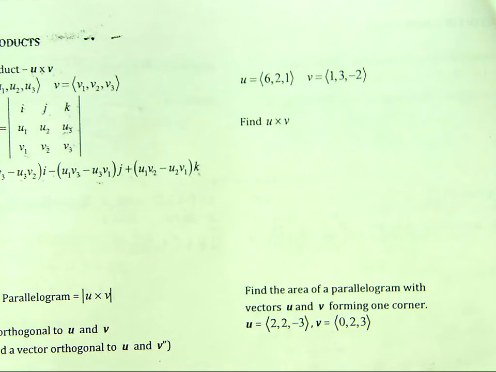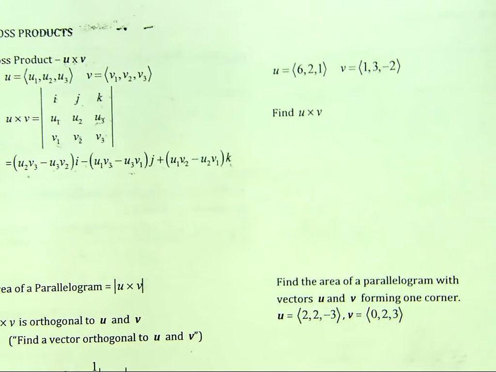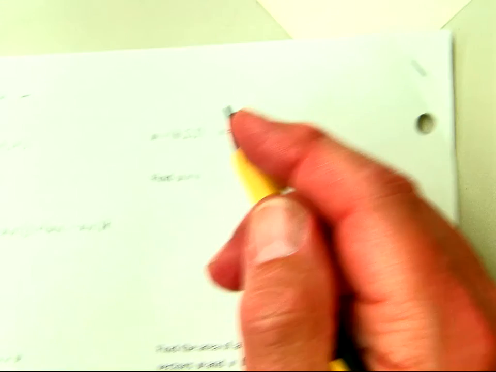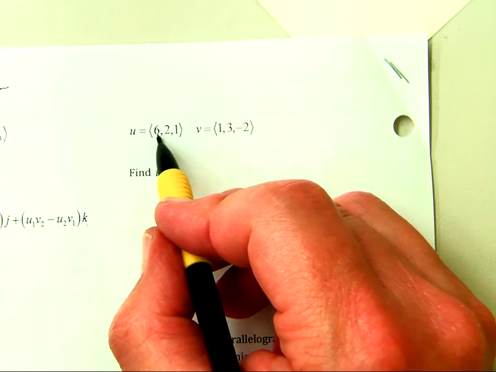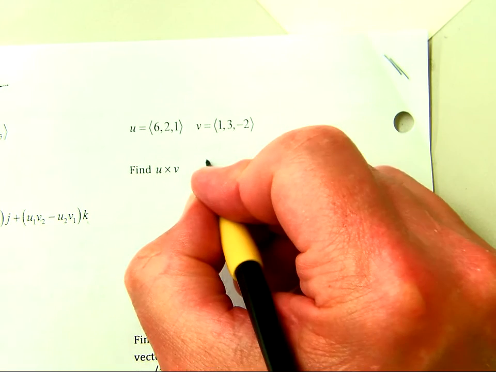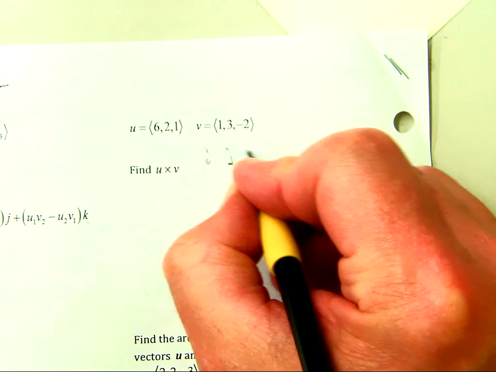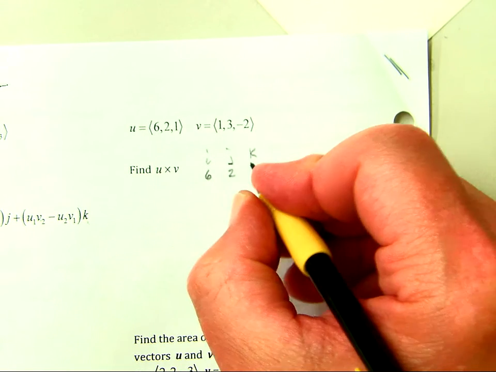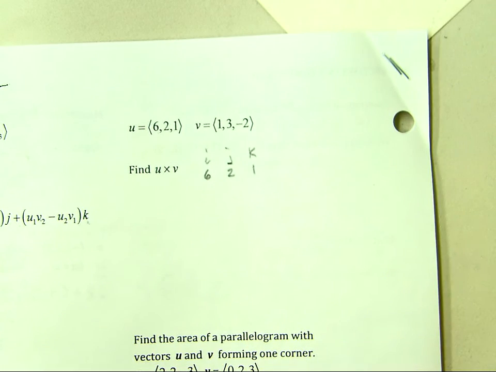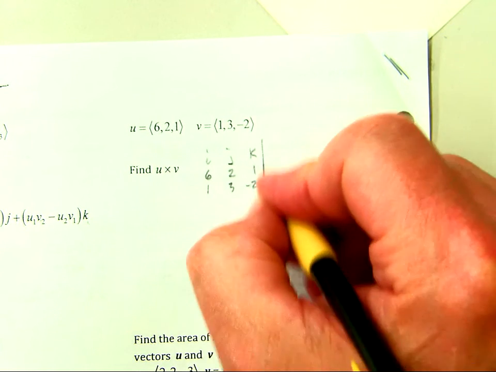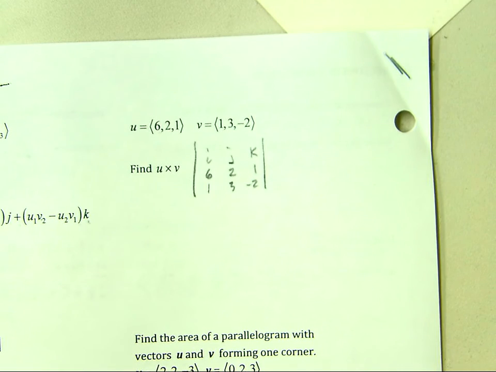So it's the exact same thing as when we're finding the determinant of a 3 by 3, except the top ones you're going to have letters instead of numbers every time. So if we had these two vectors, u is 6, 2, 1, v is 1, 3, negative 2. The first thing is to set up our matrix. So remember the top row is ijk. Then you can put either one of the vectors next and it doesn't matter. So if I put u next, that's 6, 2, 1. v is 1, 3, negative 2. Again, so there's our setup.